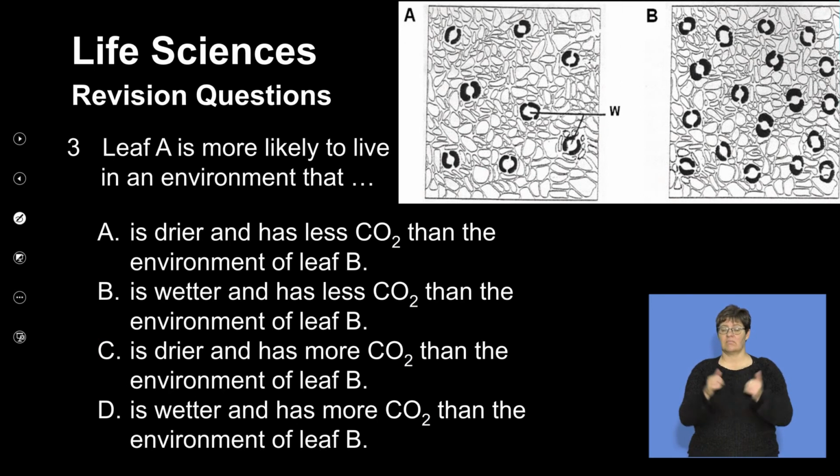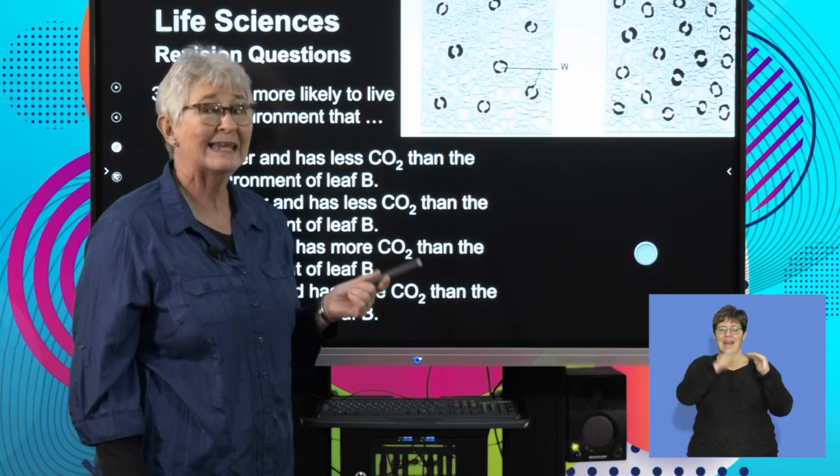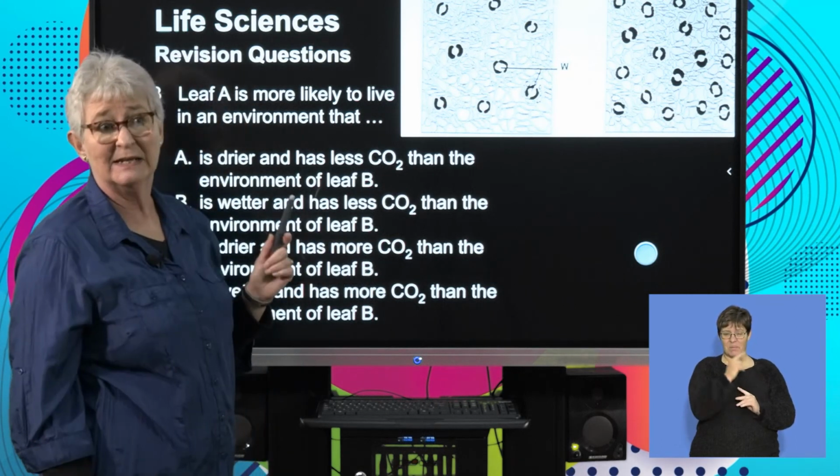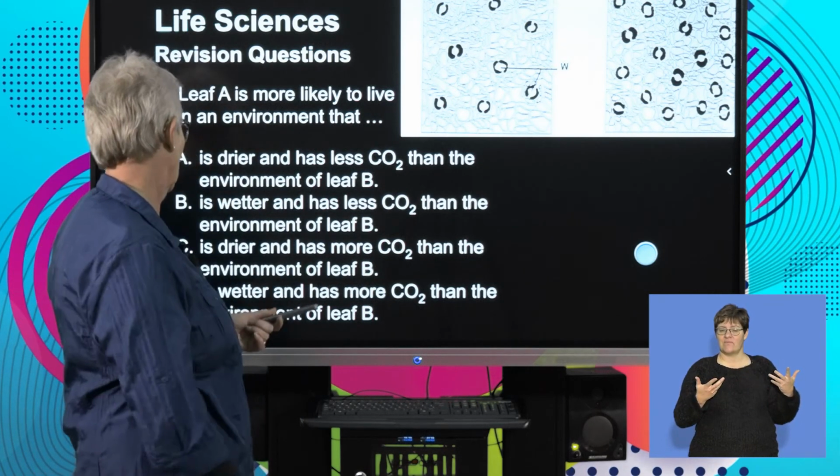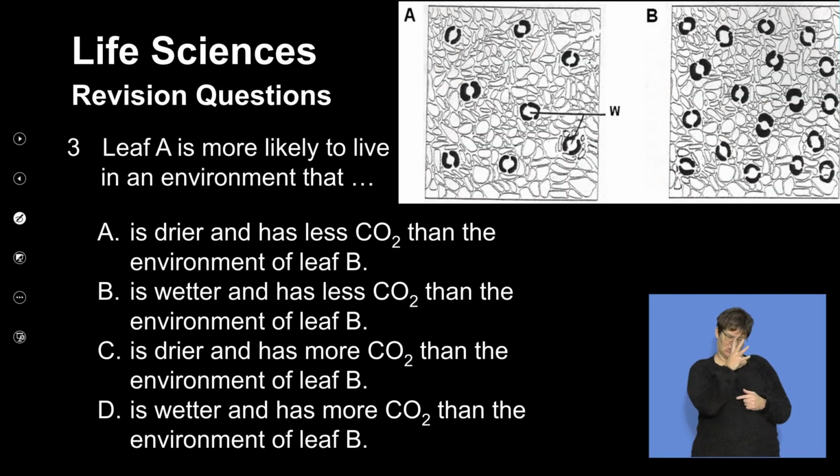Then, the next question, this is testing your understanding: in what environment would this plant, leaf A, survive? If we look, it's got fewer stomata, so that tells us that it is adapted to a drier environment. If there are fewer stomata, it also means that less carbon dioxide can get in, so it would survive in an environment that has a lot of carbon dioxide. So we can say, okay, it is drier, so that would work. Wetter, nope. Drier, yes. Wetter, nope.